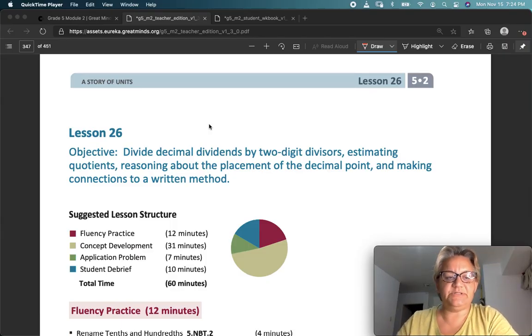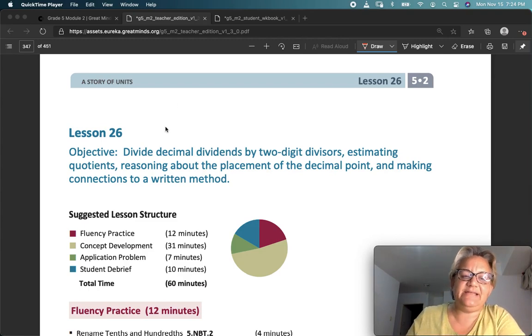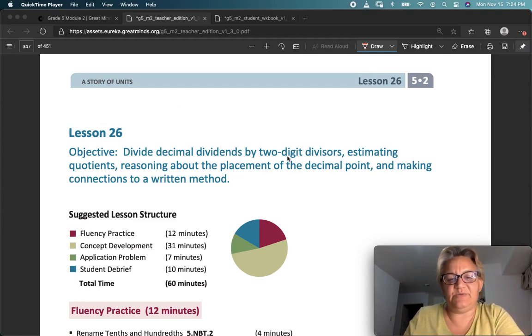This is Module 2, Lesson 26, and our objective today is to divide decimal dividends by two-digit divisors, estimating quotients, reasoning about the placement of the decimal point, and making connections to a written method. So this is really three things in one. First of all, we're going to do some division. We might do some estimating, and then reasoning means we have to think about where that decimal point goes.